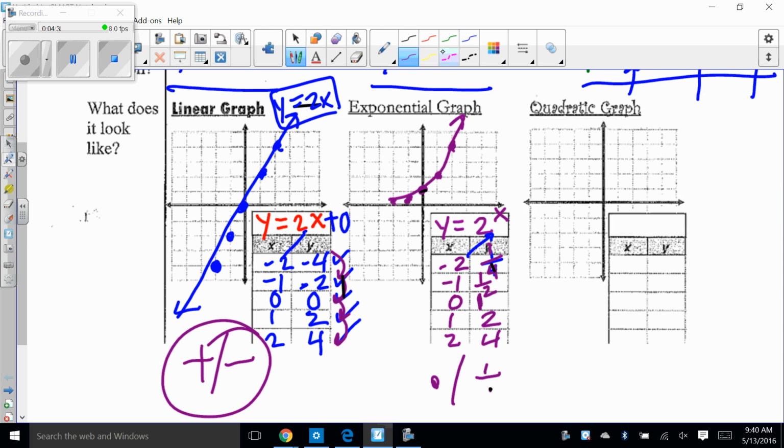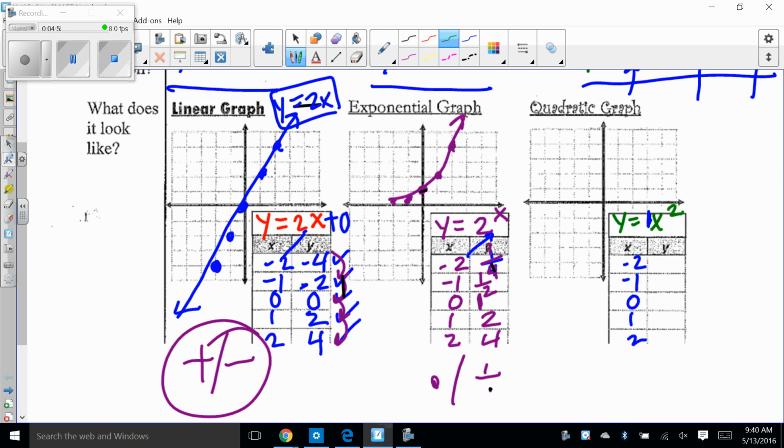And the new graph that we're going to learn about is called a quadratic. Quadratics have to have a power of 2. So it'd be y equals x squared, let's say. Y equals x squared. So keep in mind, there's kind of a 1 in front of here. So -2, -1, 0, 1, and 2.